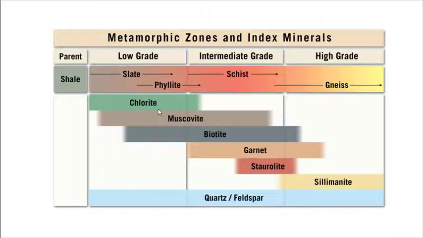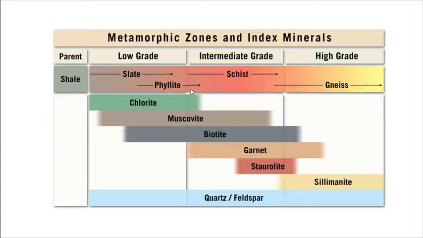So if you have chlorite, muscovite, and biotite, you're in here. All three of those limit you to being up in here somewhere. The rock would probably be a phyllite and low to intermediate grade. If, on the other hand, let's say you had chlorite and garnet, well, those only overlap right there. And so now you're in the low to intermediate grade. You're a schist, but barely. The garnets are probably going to be pretty small.